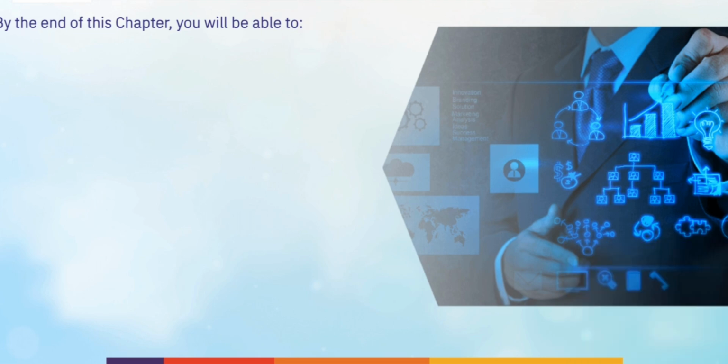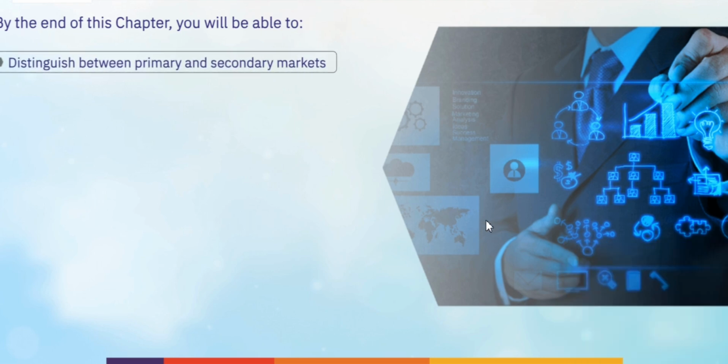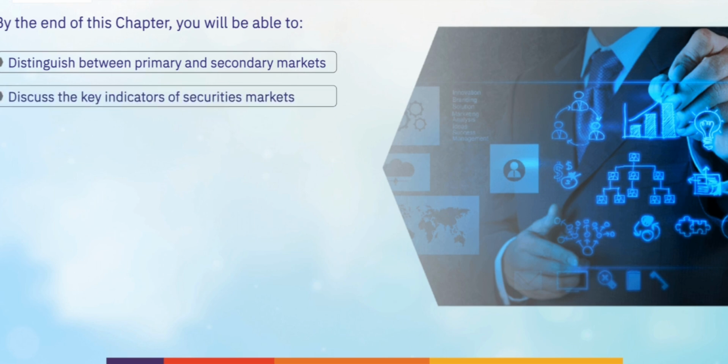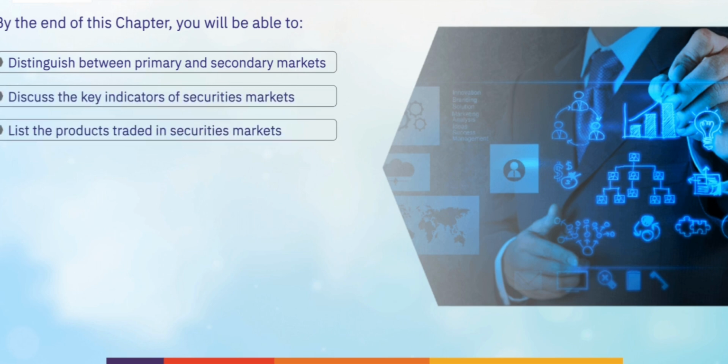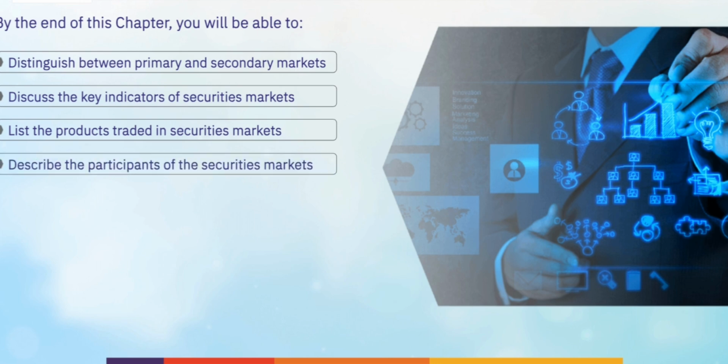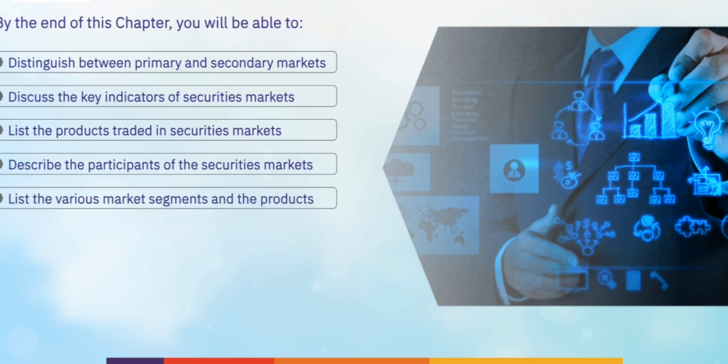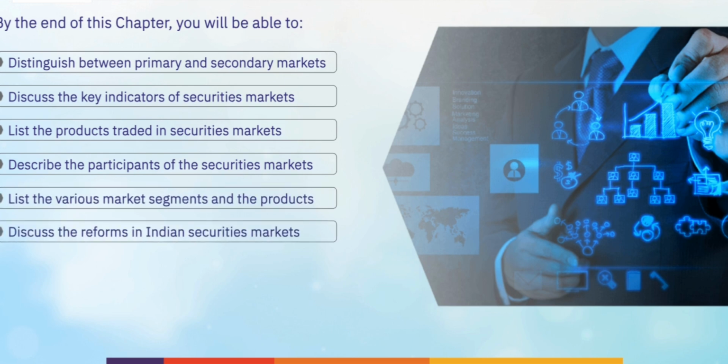By the end of this chapter, you will be able to distinguish between primary and secondary markets. Discuss the key indicators of securities markets. List the products traded in securities markets. Describe the participants of the securities markets. List the various market segments and the products. Discuss the reforms in Indian securities markets.